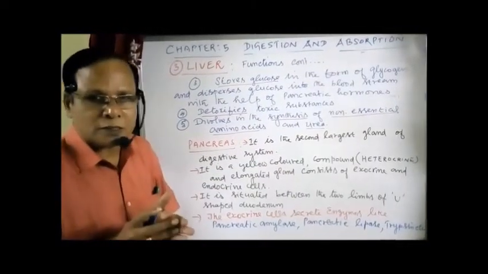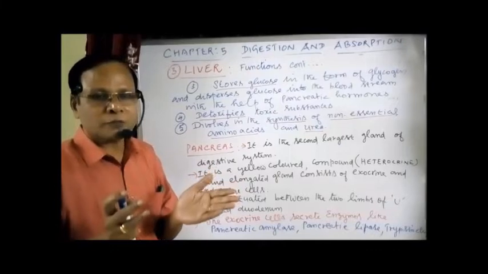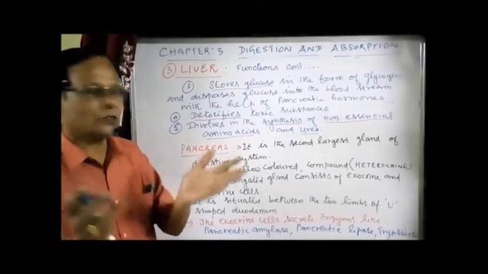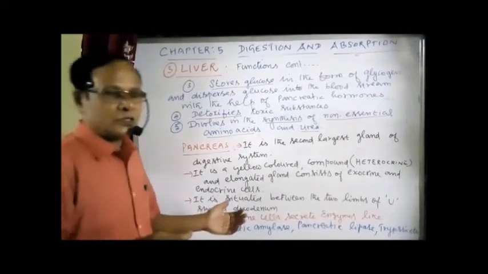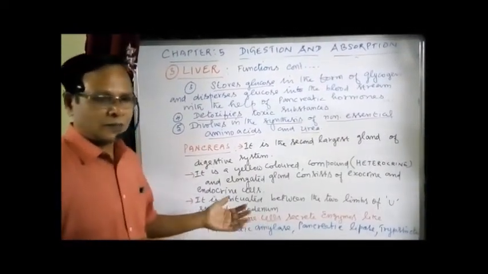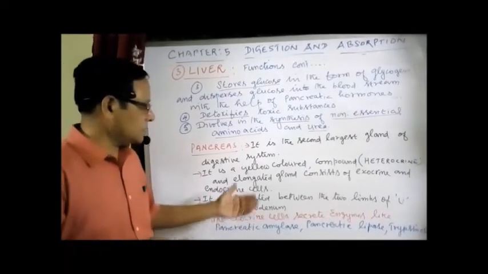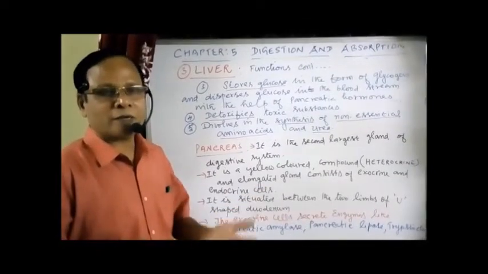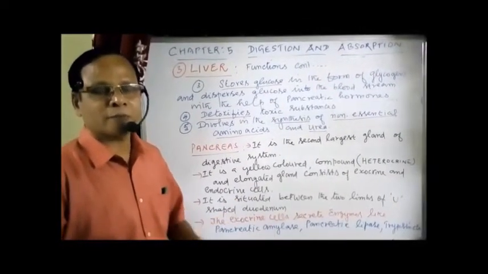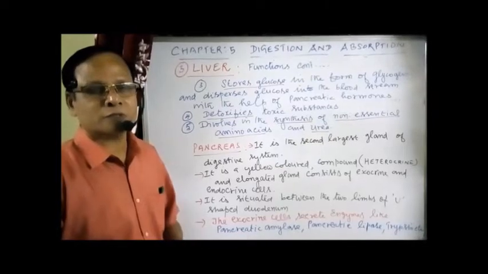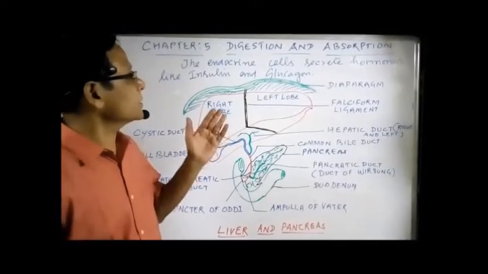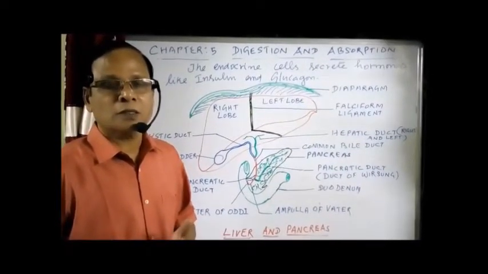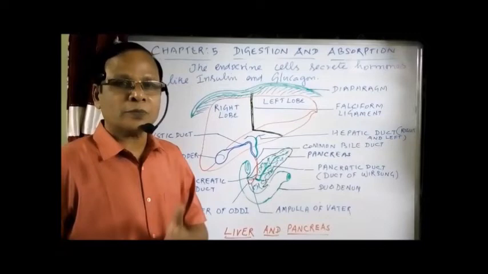It is situated between the two limbs of the U-shaped duodenum. Now, I mentioned it is formed of exocrine and endocrine cells. The exocrine cells secrete enzymes, for example pancreatic amylase, pancreatic lipase, trypsin, chymotrypsin. The endocrine cells of the pancreas secrete hormones like insulin and glucagon, playing a major role in the maintenance of glucose level.